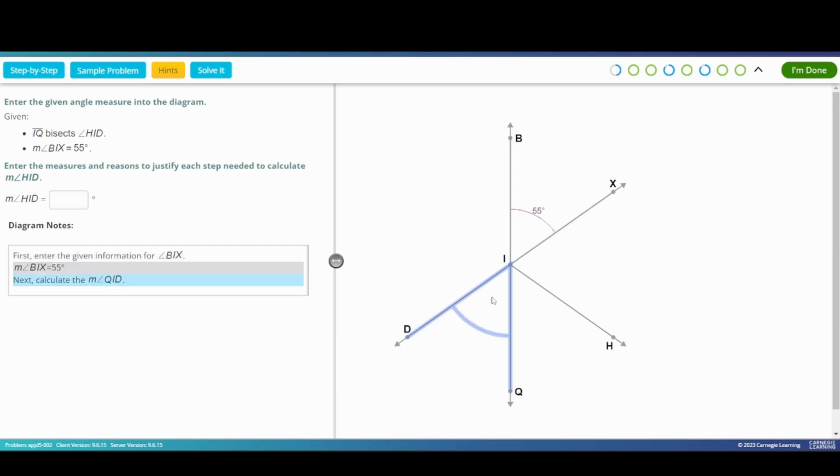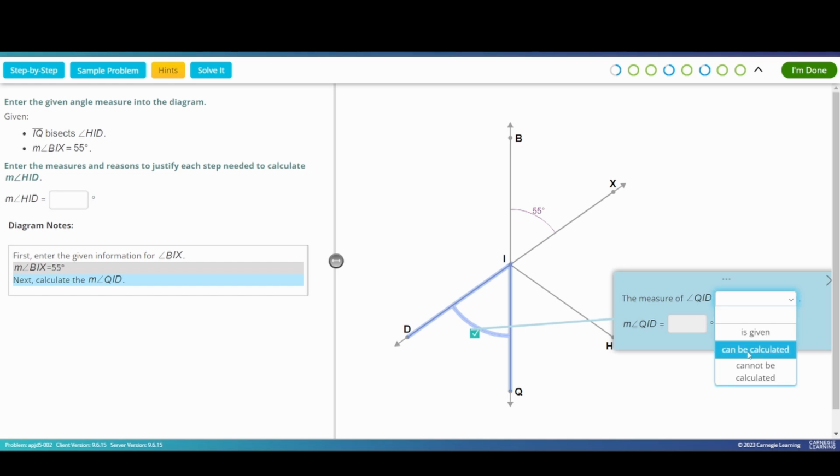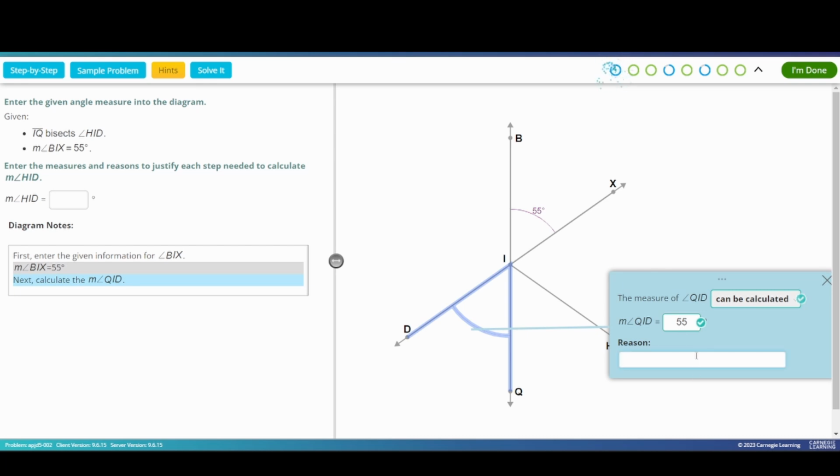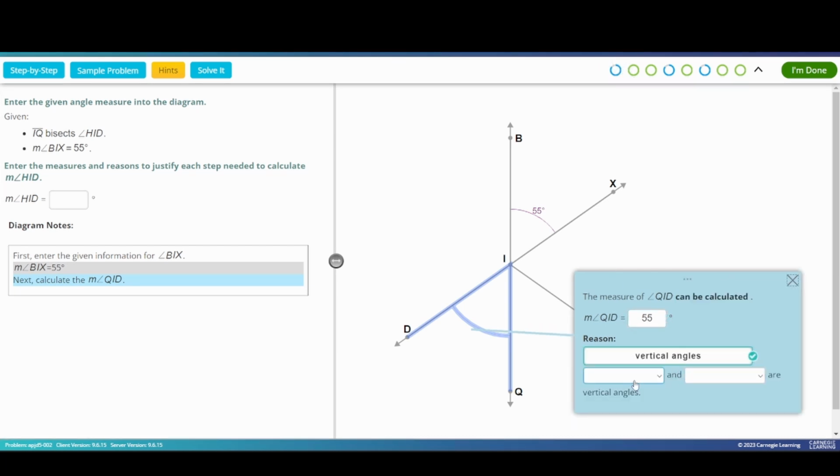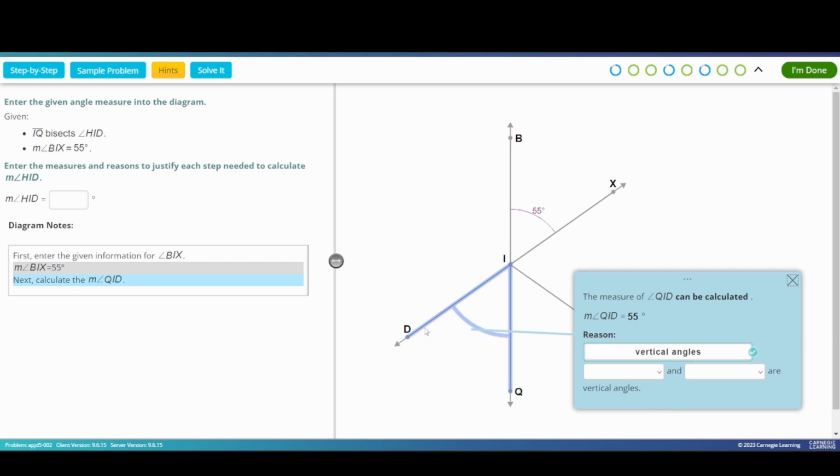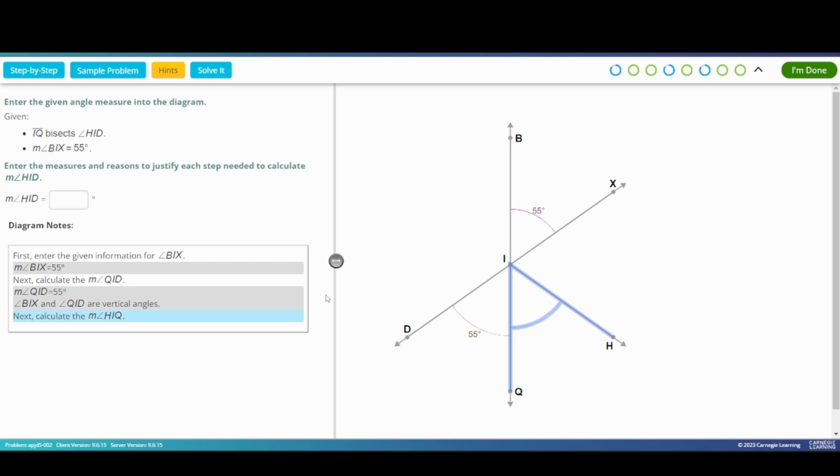Okay, this is a vertical angle with the 55. QID can be calculated. And it's also 55 degrees. And again, I said that's a vertical angle. So if I type in vertical, it starts to pop that in. Now, which two are vertical? Well, this highlighted one, DIQ, or QID, they have it backwards, and BIX. BIX are vertical angles. Okay, now it highlights this guy over here. It says HIQ.